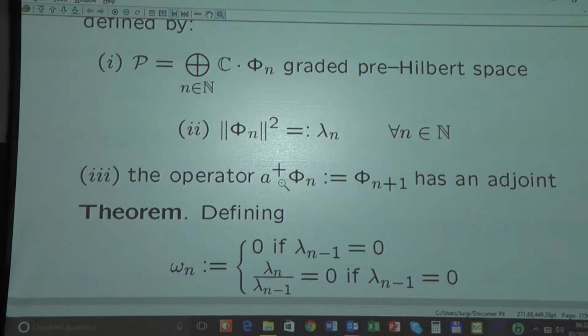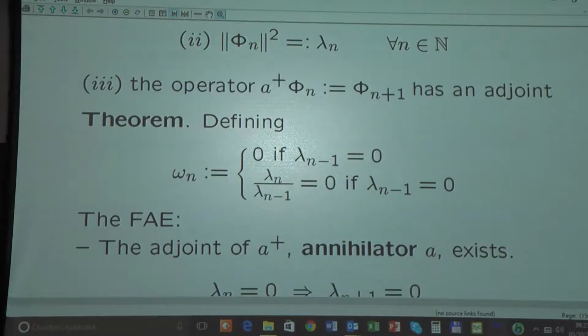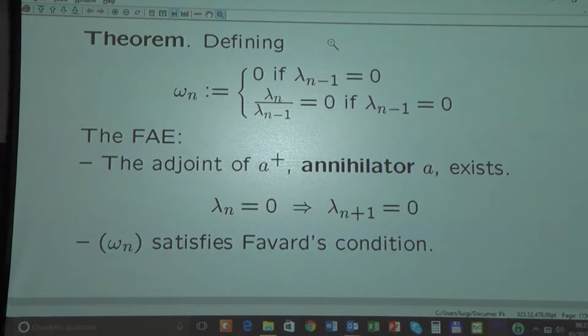That the creator has an adjoint. Because you see, this is a one-dimensional gradation, and to give the norm of the single vectors of the gradation is equivalent to giving the scalar product. So there must be a compatibility condition on the scalar product to have the existence of the adjoint. And the theorem, in fact, is this: the compatibility condition which guarantees the existence of the annihilation operator is precisely the Favard condition. And this gives the bridge between interacting Fock spaces and orthogonal polynomials in one variable.